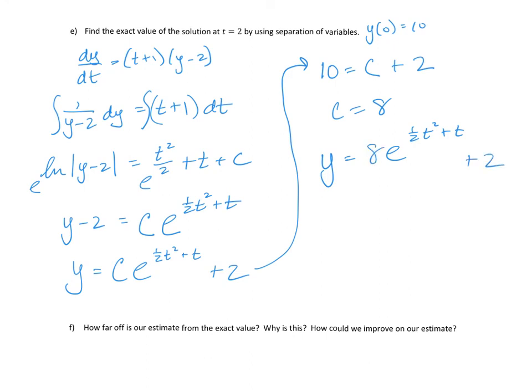8 e to the (1/2 t squared plus t) plus 2. And then I want to find the value of y of 2, right? Because that's what I estimated using Euler's method. How does that compare to the actual y value when t is 2? So I'm going to put this all into a calculator. 8e to the (0.5 times 2 squared plus 2), plus 2, and I get 438.7 approximately.